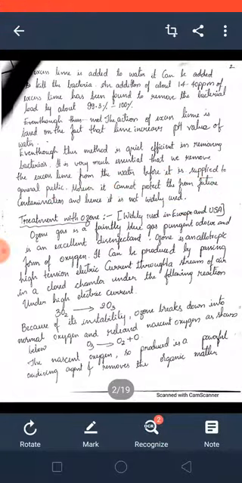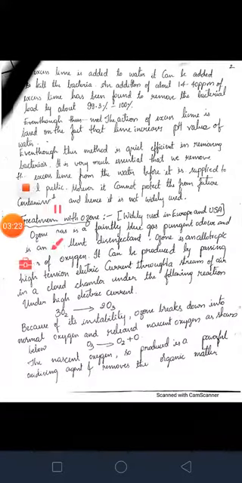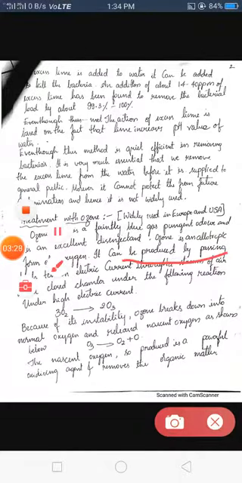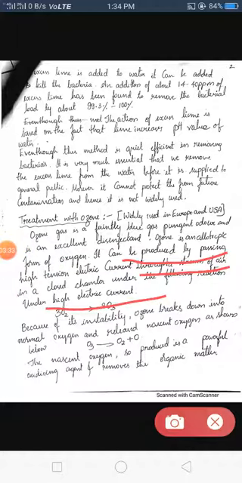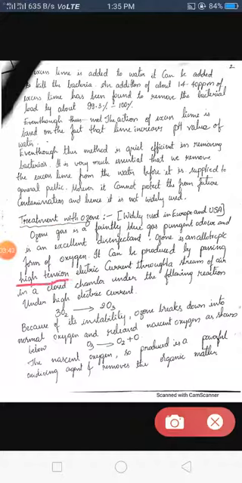Next, treatment with ozone. It is widely used in Europe and the USA. Ozone gas is a faintly blue gas with a pungent odor, and it is an excellent disinfectant. It is an allotropic form of oxygen, and it can be produced by passing a high tension electric current through a stream of air in a closed chamber.